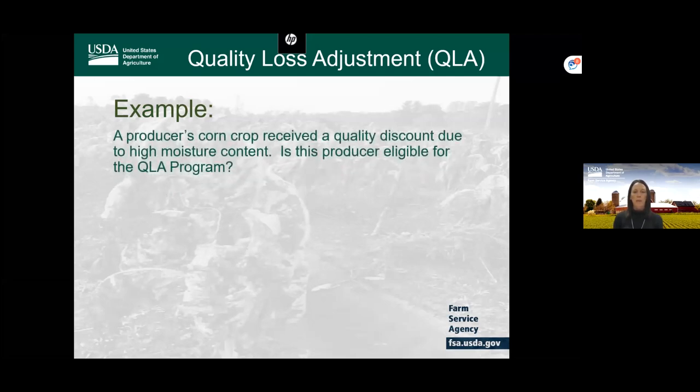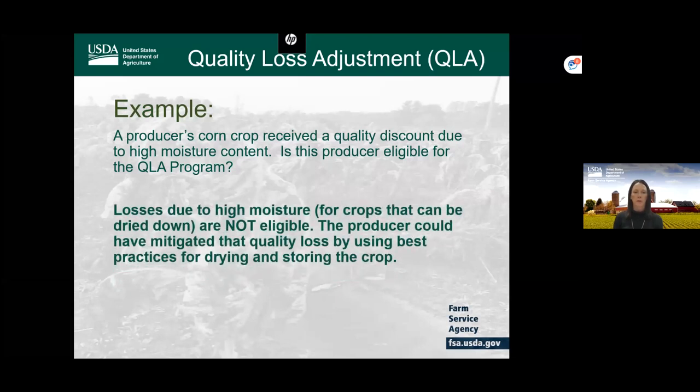So an example here would be a producer's corn crop received a quality discount due to high moisture content. Would this producer be eligible for the QLA program? They would not, because if that's the only loss they had, losses due to high moisture for crops that could have been dried down, which are most of the crops in North Dakota, such as corn, soybeans, wheat, are not eligible because the producer could have mitigated that quality loss by using the best practices for drying and storing the crop.